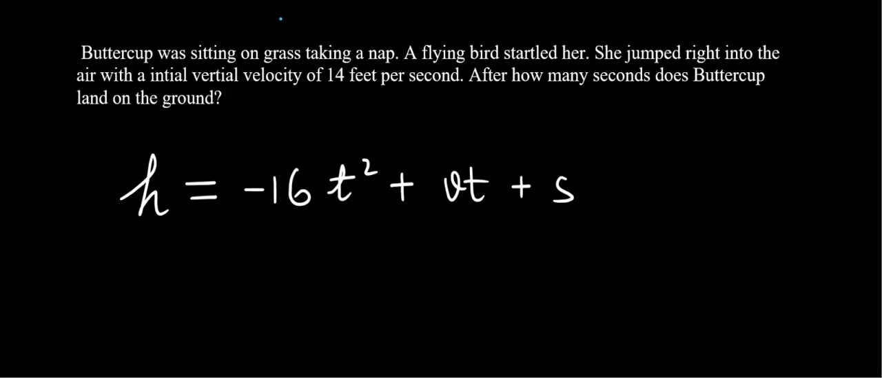Welcome to a vertical motion model word problem and a little story about my dog Buttercup. Buttercup was sitting on the grass taking a nap. A flying bird startled her. She jumped right into the air with initial vertical velocity of 14 feet per second.